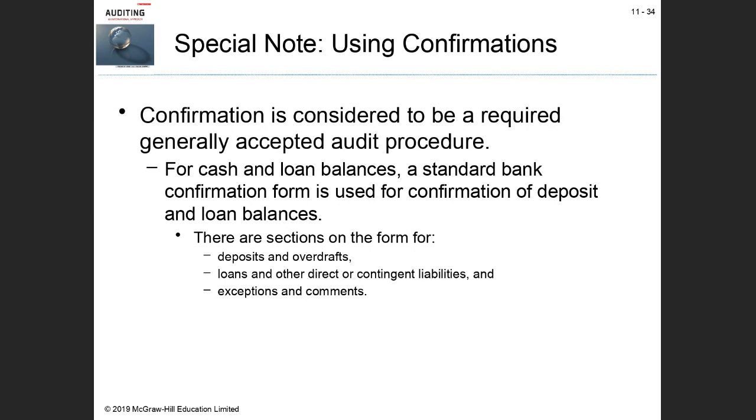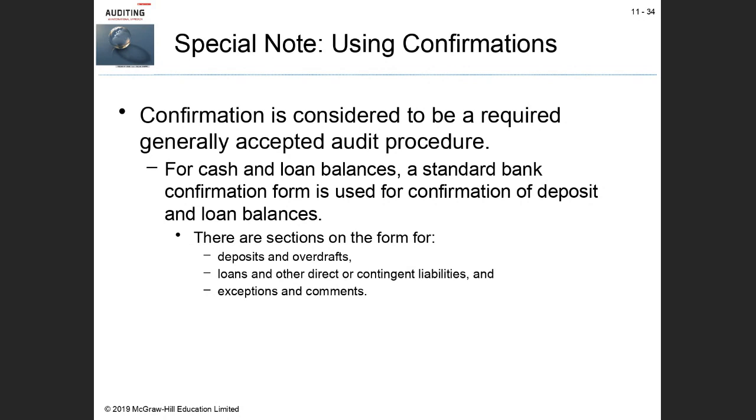Now we're going to talk for a few minutes about the confirmation process and the use of confirmations. The confirmation forms that we're referring to are on page 475, where you'll see the bank confirmation form. So please do have a look at that. Very common. Bank confirmation forms are the same, doesn't matter what country you're operating in. The auditor's forms are always the same. And there's an example of a completed one on page 476.